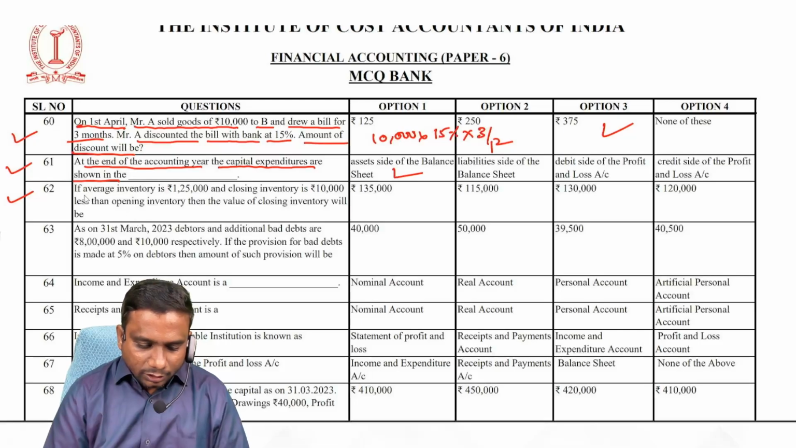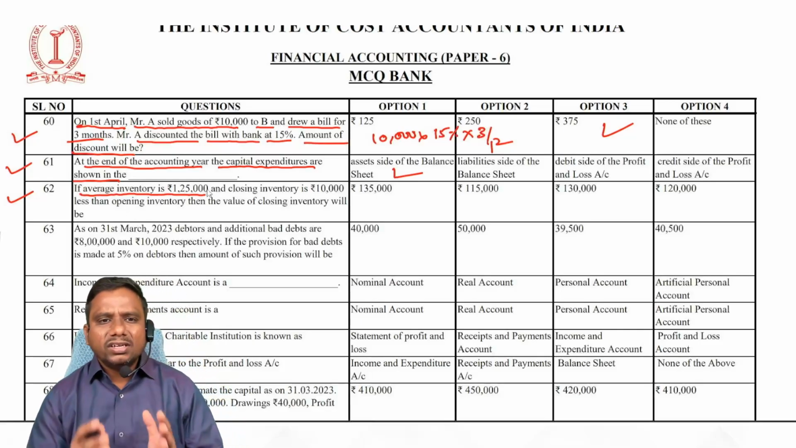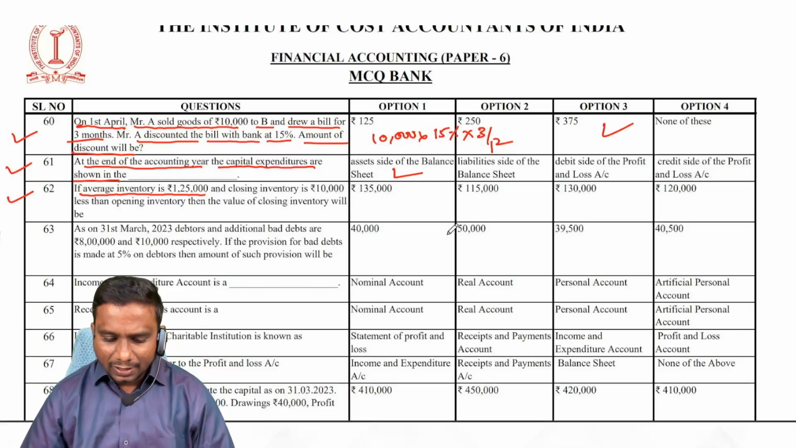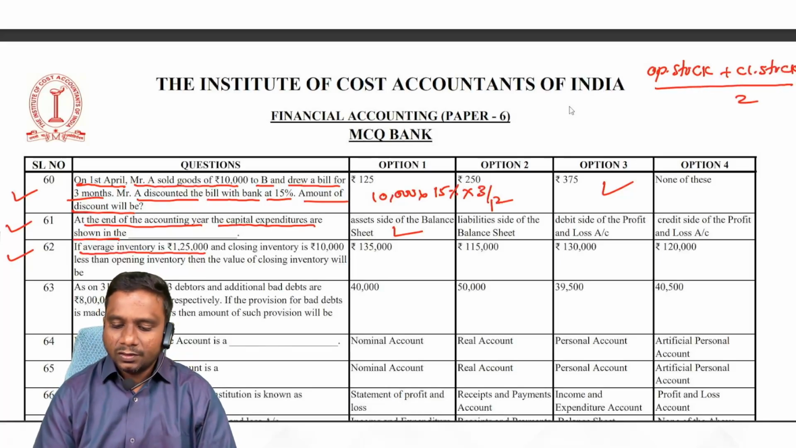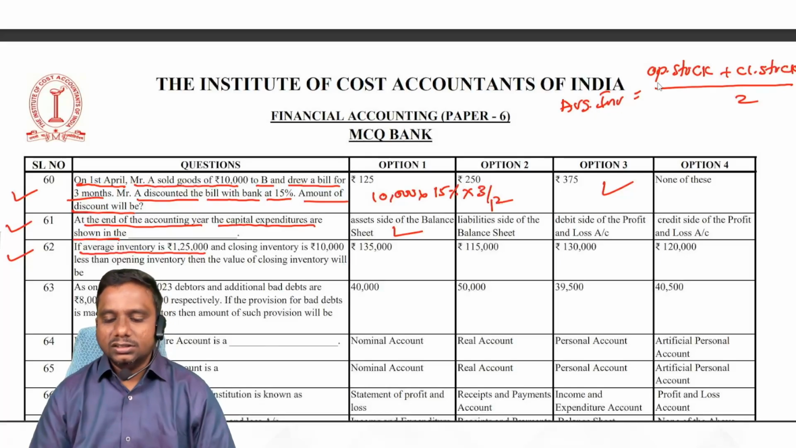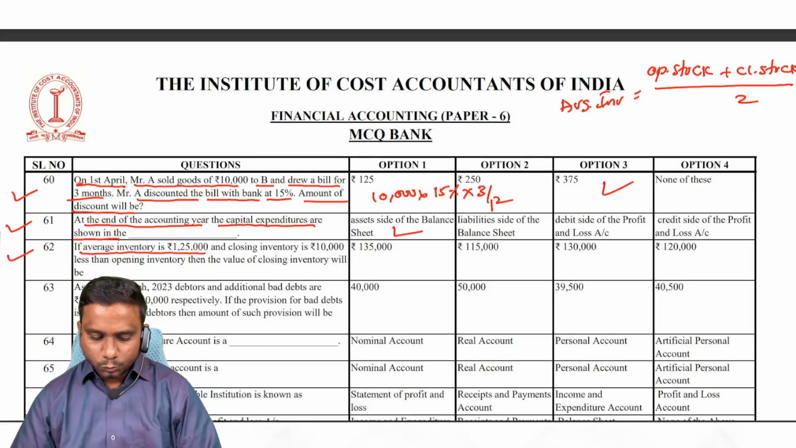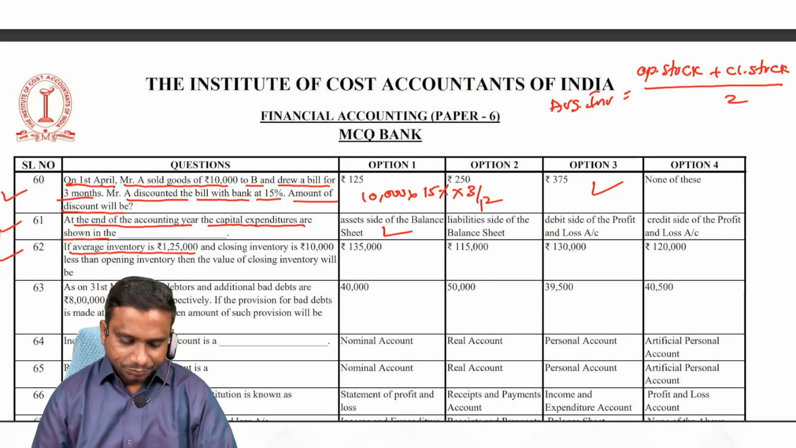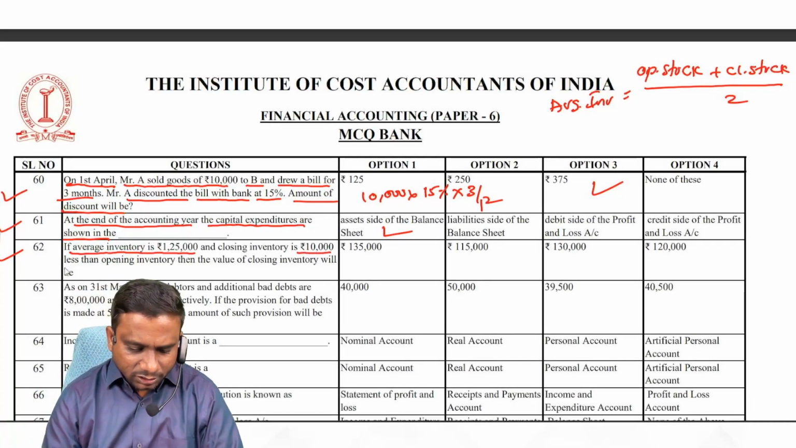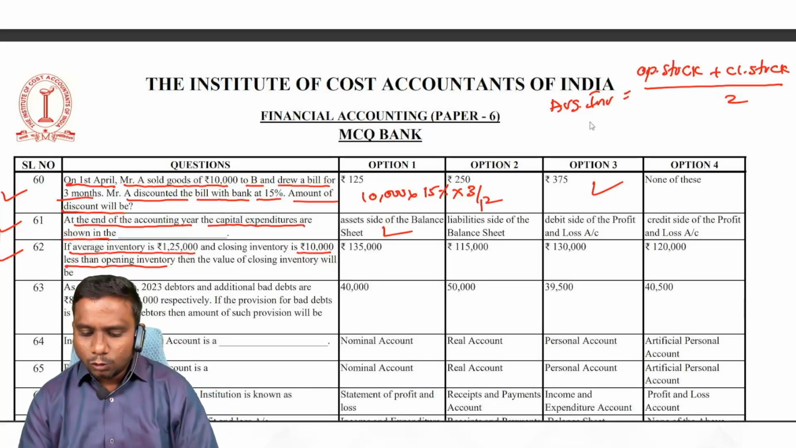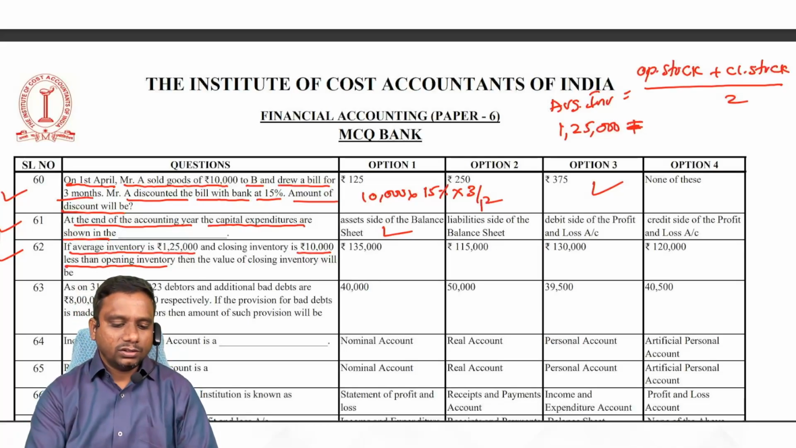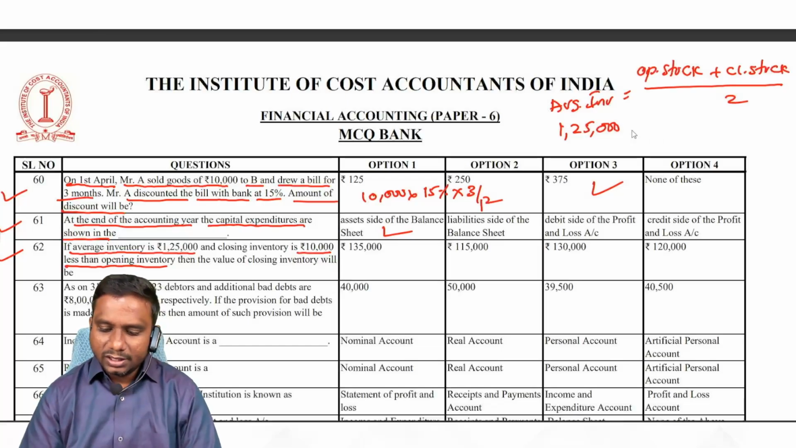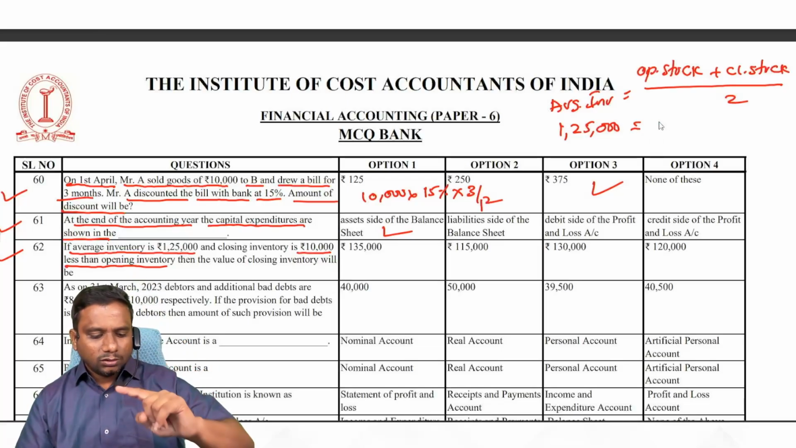Next one. If average inventory is 1,25,000, what is average inventory, students? Average inventory is equal to opening stock plus closing stock divided by 2. And closing inventory is 10,000 less than the opening inventory. Here average inventory is 1,25,000. Now what are they giving? Closing inventory is 10,000 less than the opening inventory.